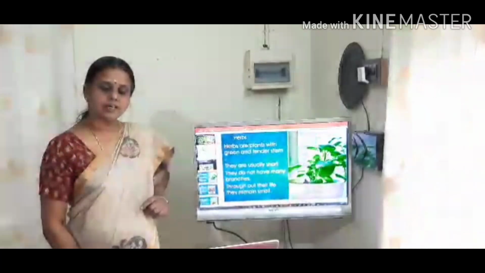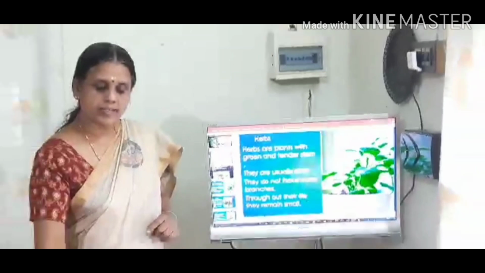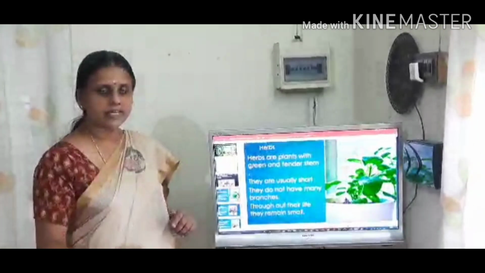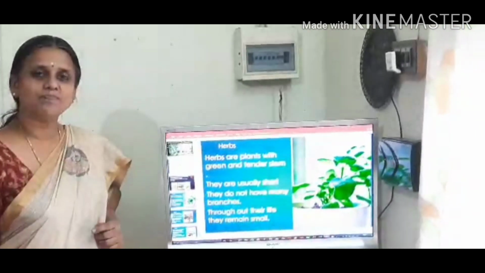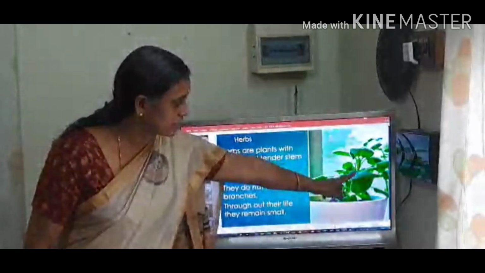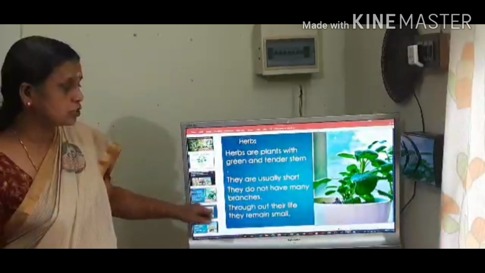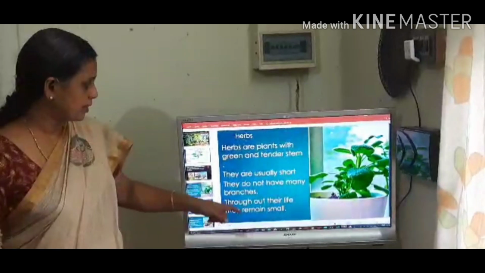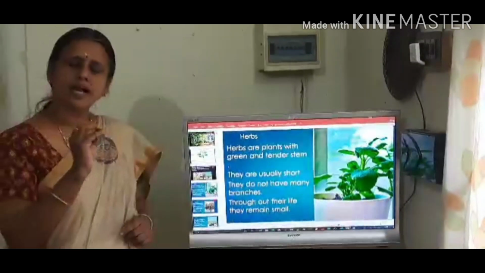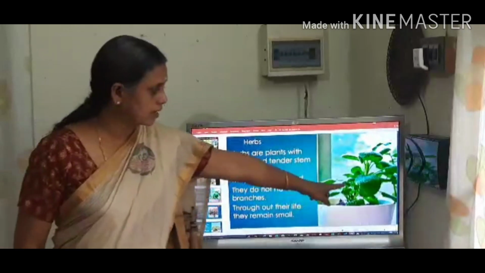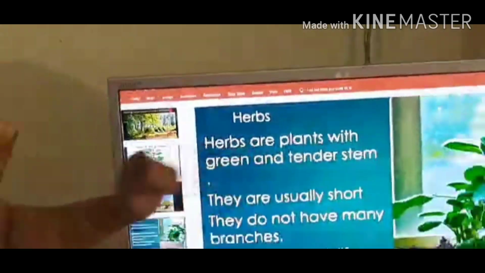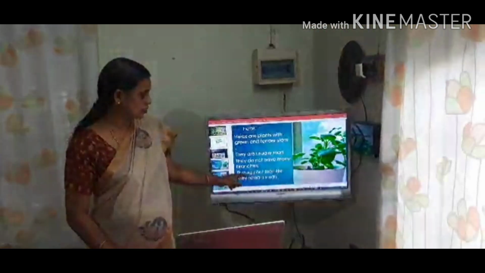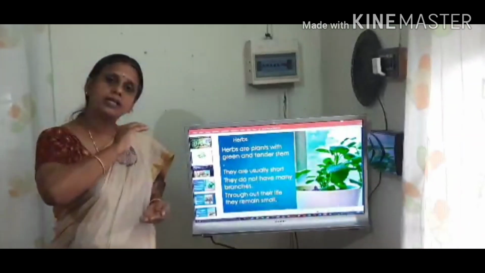What are herbs, children? Herbs are plants with green and tender stem. They are usually short and they do not have many branches. They are having only a few branches. Here we have a herb. You can see a small plant. It's short and it does not have many branches and throughout their life it remains small only. It won't grow tomorrow. It will be remaining small only.